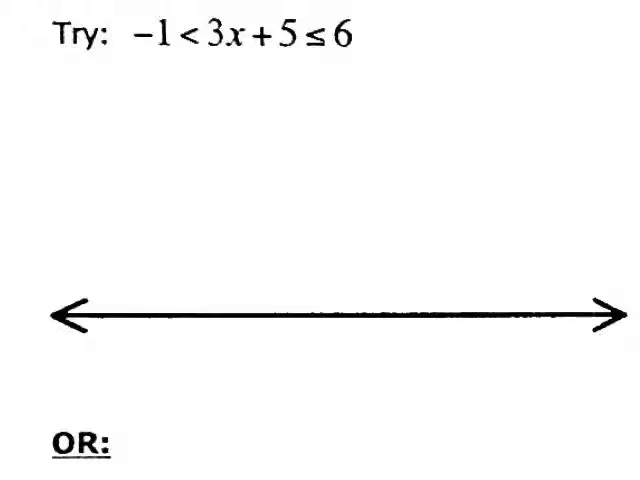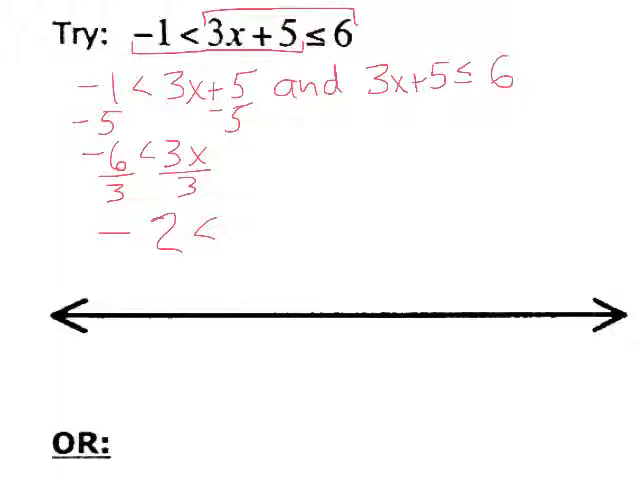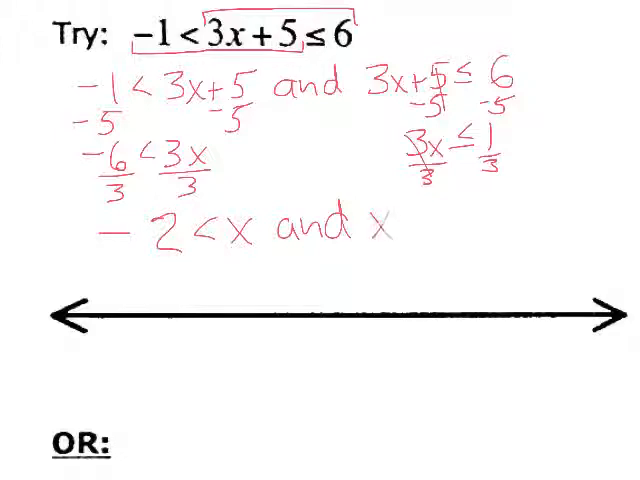Okay, so I need to break it up first. Remember, I take that 3x plus 5 with both pieces. So I have negative 1 is less than 3x plus 5, and 3x plus 5 is less than or equal to 6. I solve my two inequalities separately. So minus 5, I have negative 6 is less than 3x. Divide by 3, and I get negative 2 is less than x. Bring down my and, and solve the second one. So I have 3x is less than or equal to 1. Divide by 3, and I have x is less than or equal to 1/3, or you can do 0.3 repeating, I don't care.